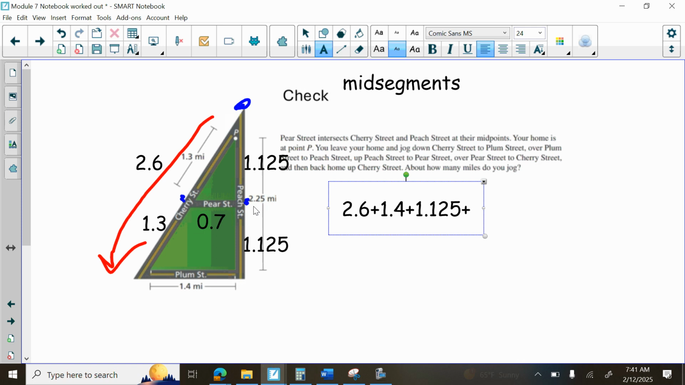Then it says over Pear Street to Cherry Street. So you go across Pear Street. What's that distance? 0.7. And then to Cherry Street and then back home. So from here back home, what's that distance? 1.3. So then what do we do to get our answer? Add them all up.